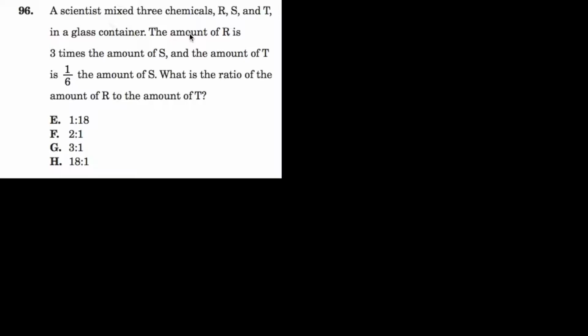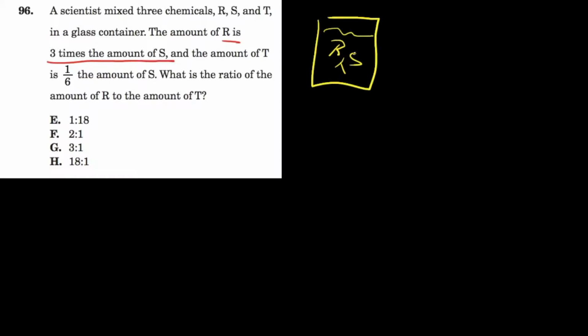A scientist mixed 3 chemicals, R, S, and T, in a glass container. I'm just going to draw a little glass container. R and S and T are hanging out in here. The amount of R is 3 times the amount of S. And I'm going to write that down as I go.